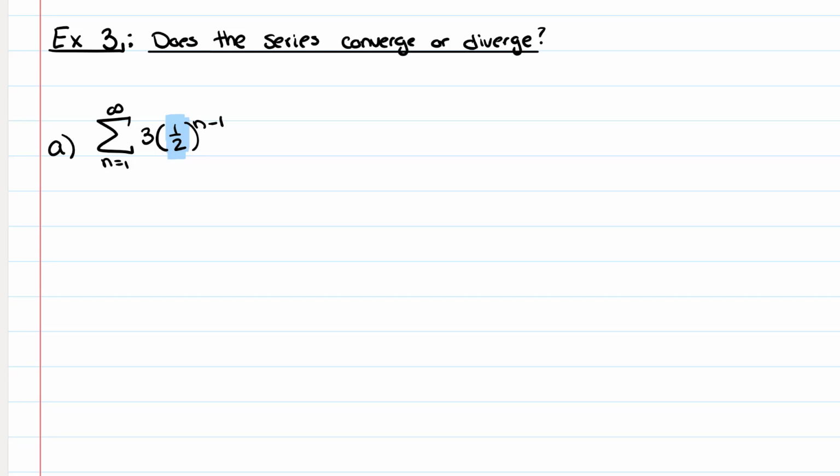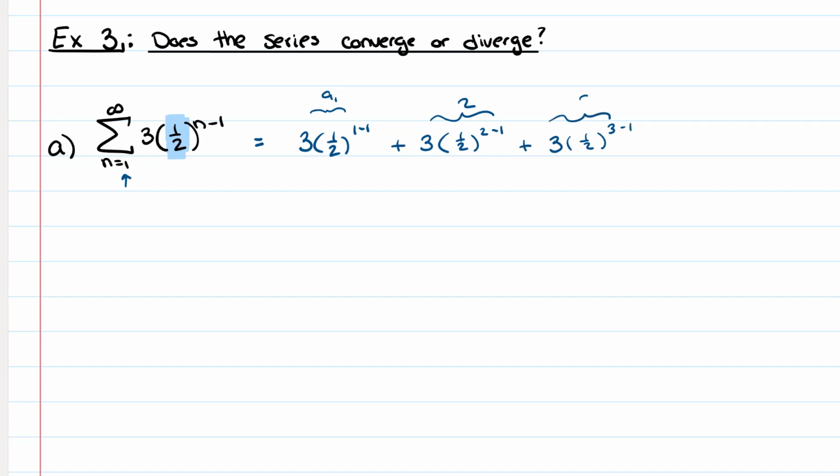If you're not sure, if it doesn't give you this exactly, you can start writing out terms. And this is going to come in handy later, so I'm going to go ahead and show you how to write out the terms. So since n starts at 1, the first thing we do is go ahead and plug in 1. So it's 3 times 1/2 to the 1 minus 1. This is the first term, plus 3 times 1/2 to the 2 minus 1. It's my second term, plus 3 times 1/2 to the 3 minus 1, and this is my third term, and you just keep doing that forever.